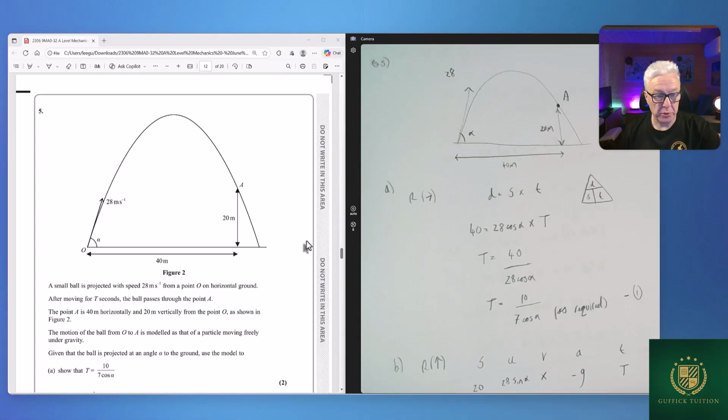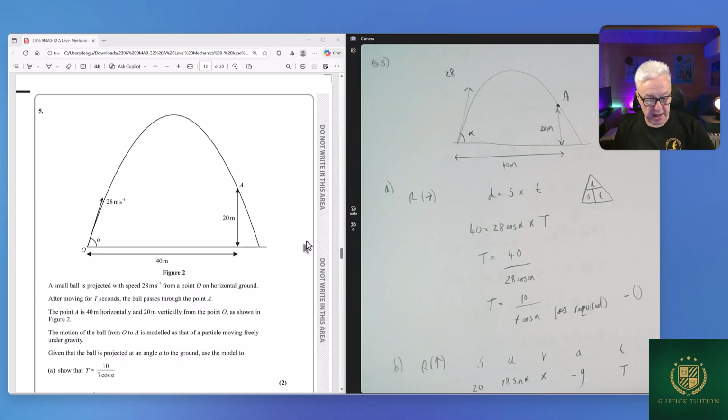So it says a small ball is projected with a speed of 28 meters per second from a point O on horizontal ground. After moving for t seconds, the ball passes through the point A. The point A is 40 meters horizontally and 20 meters vertically from the point O as shown in figure 2. The motion of the ball from O to A is modelled as that of a particle moving freely under gravity. Given that the ball is projected at an angle of alpha to the ground, use the model to show that t is equal to 10/(7 cos alpha).